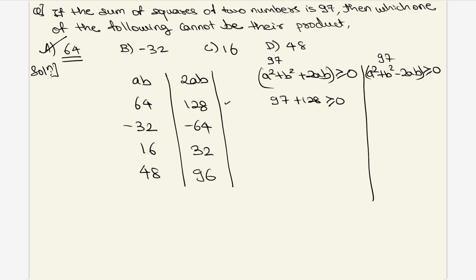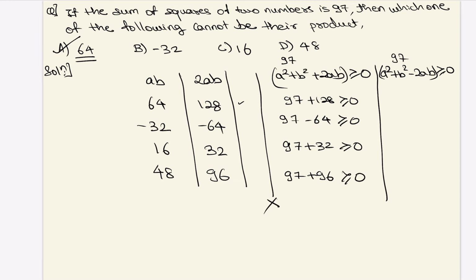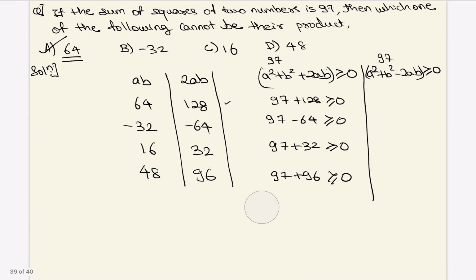If I say 97 minus 64, still it's okay, it's greater than 0. 97 plus 32, greater than 0, works. And 97 plus 96 still is greater than or equal to 0. So here I did not find any contradiction, so it's okay. But in this, 97 minus 128 is not greater than or equal to 0.